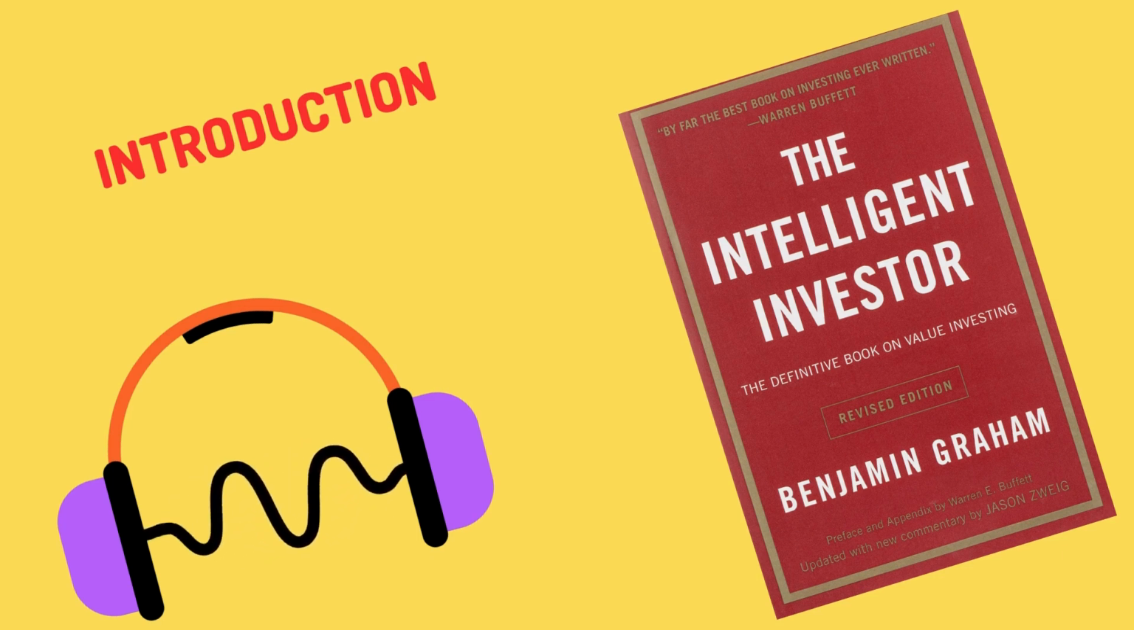Part 2: The Intelligent Investor. This section defines what Graham considers to be the intelligent investor, and what qualities an investor must possess in order to be successful. It discusses the importance of developing a sound investment philosophy and strategy, as well as the need for discipline and patience. Part 3: The Analysis of Securities.